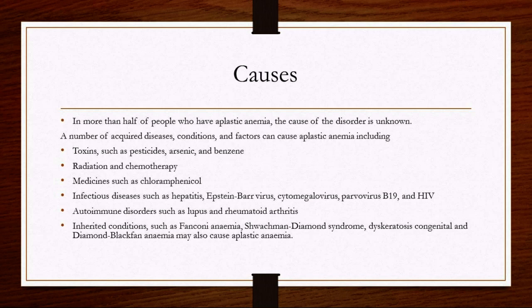and then radiation and chemotherapy, so you're going to want to know their past medical history for that. Any medicines that they might be on. If they have an infectious disease such as hepatitis or a history of Epstein-Barr virus, cytomegalovirus, parvovirus B19, and HIV. And then autoimmune disorders such as lupus or rheumatoid arthritis. And then there are other inherited conditions that you can read on your own.